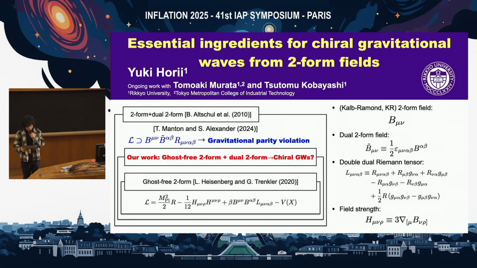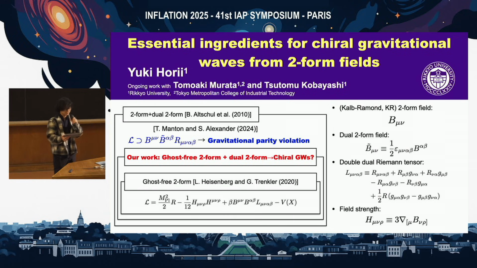Gravitational parity violation may be observable through CMB polarization. However, the physical origin of such parity violation remains poorly understood. One possible candidate is a non-minimal coupling between a two-form field, its dual, and curvature. Motivated by this, we consider a Lagrangian density that includes all dimension 4 operators constructed from these objects.